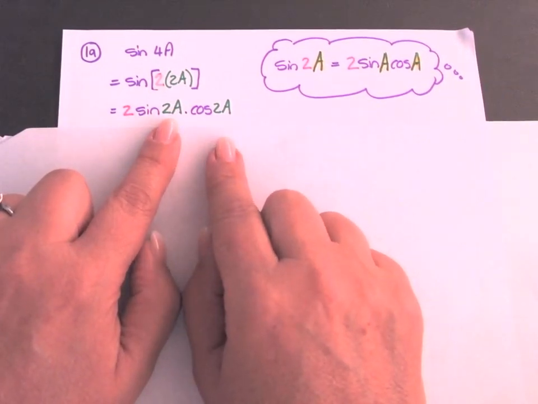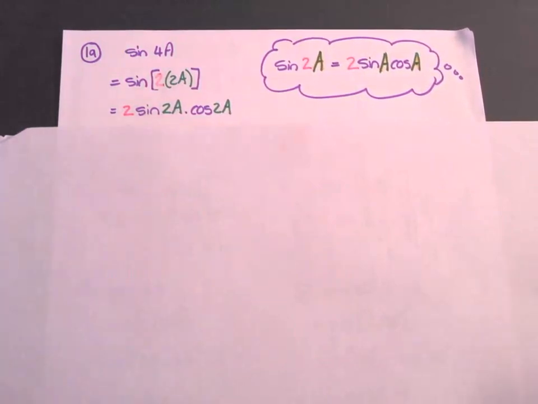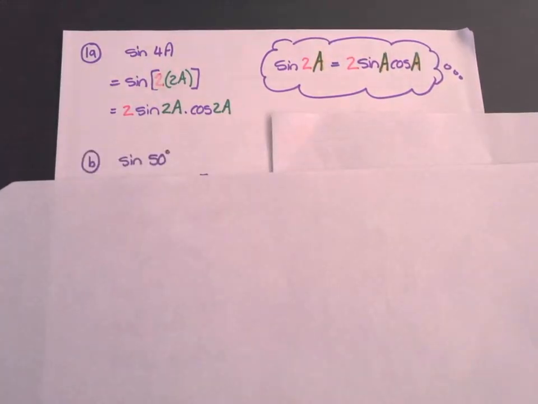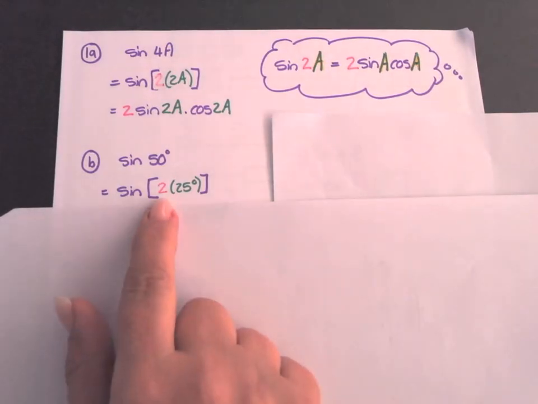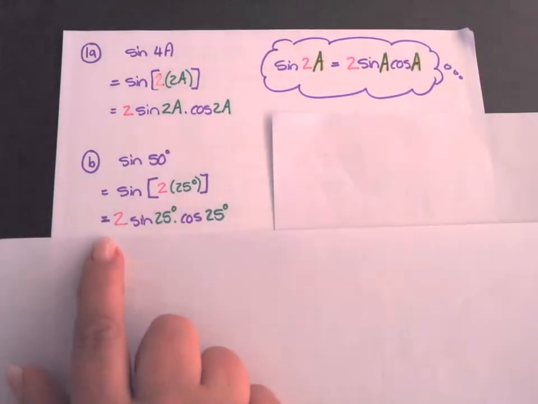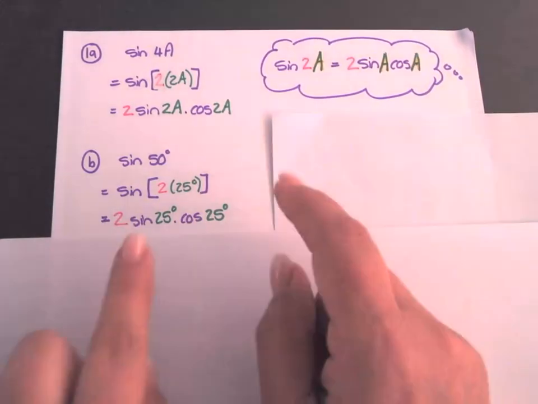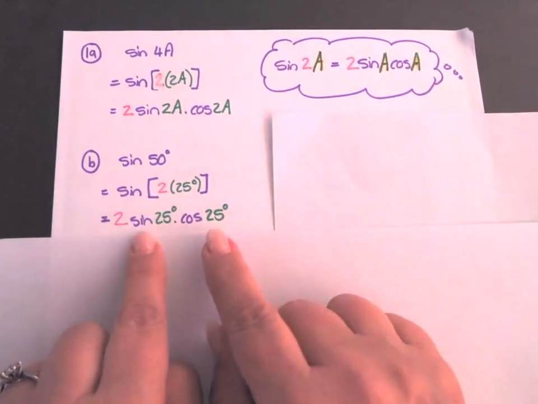Okay. Let's look at another one. The next one, sine 50. I must change it to a double angle. So it's sine 2 times 25. So we're taking out the 2 each time. We're shifting the 2. So this 2 goes to the front. You must hear me when you write your test. And the green 25 goes to the sine and the cos.